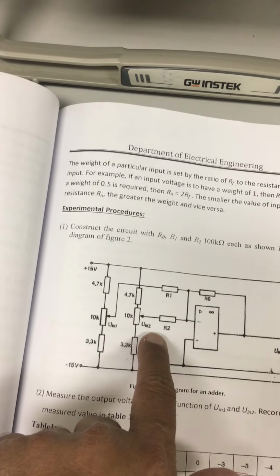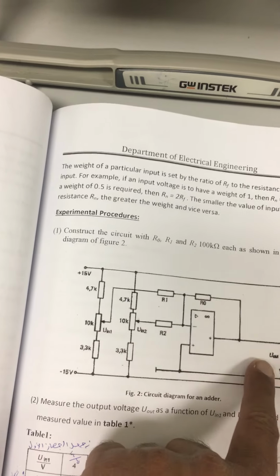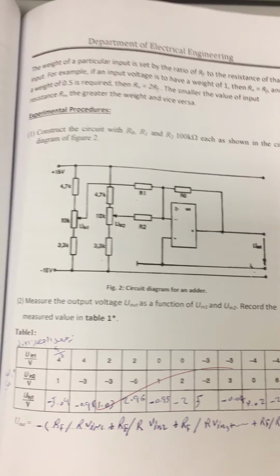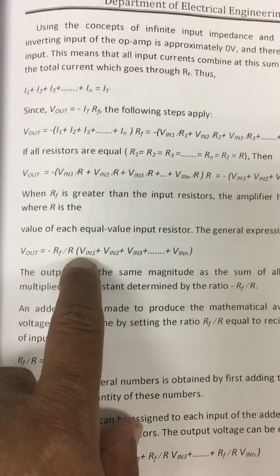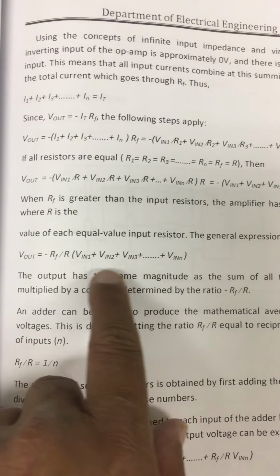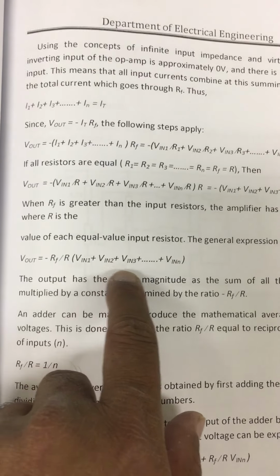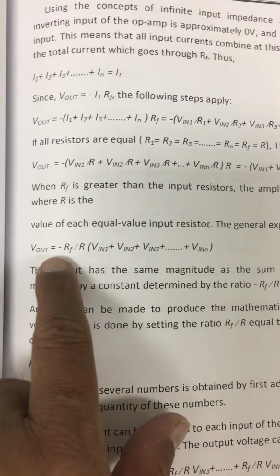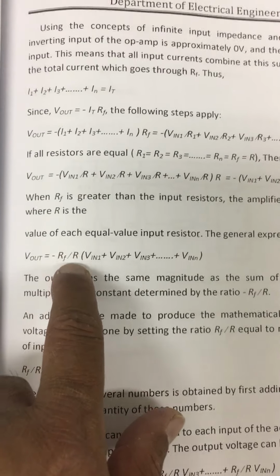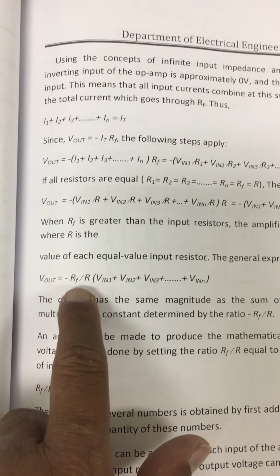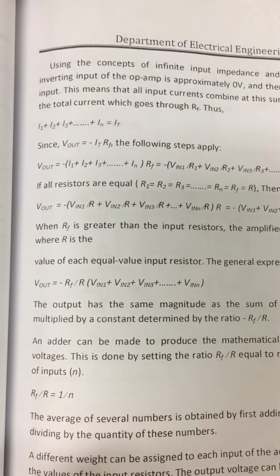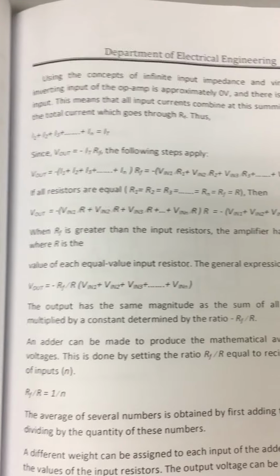U in 1, U in 2. We will add these two to get the output. And also, as per the formula, we have this formula minus RF by R, and input voltages are U in 1, U in 2, and so on. As you see in the formula, there is a minus here, minus feedback resistance by R. So whatever we get as the addition of 2 or 3 input voltages, the value will be negative. We will see the connections here.